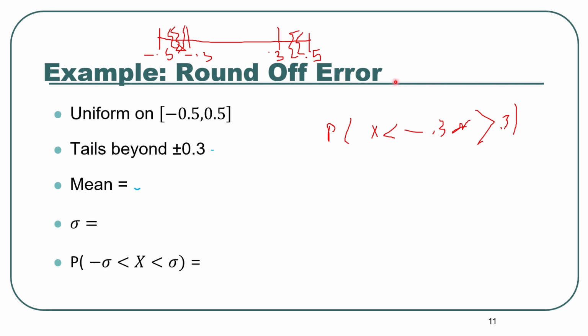But what is the function here, the f of x? Let us see, f of x is exactly equal to 1. Why is that?